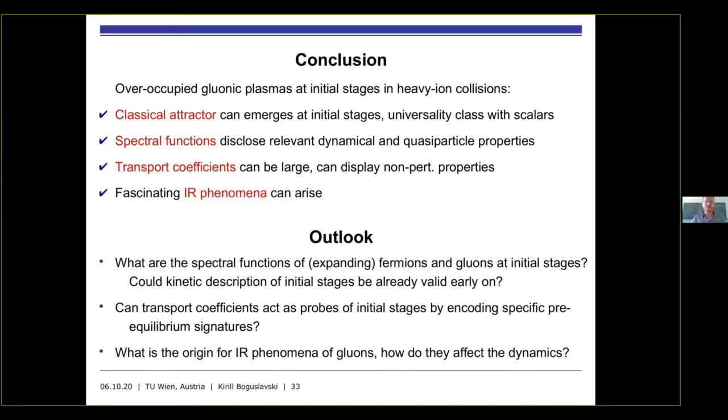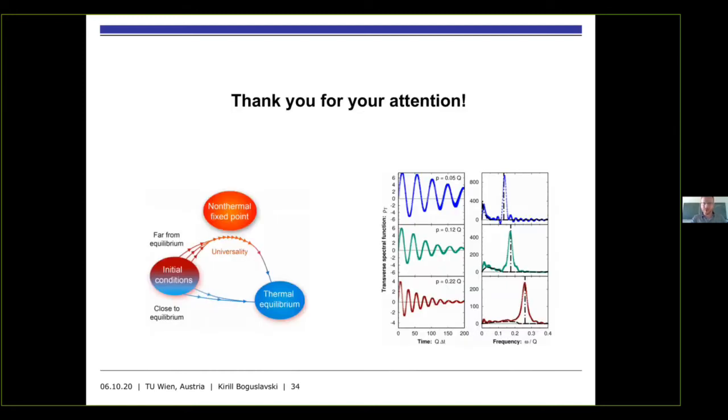So the questions now are: what are spectral functions for expanding fermions and gluons, especially at initial stages of the plasma? And could one really push the kinetic description to very early times? And can transport coefficients act as probes of initial stages by encoding specific pre-equilibrium signatures? And also the origin of the infrared phenomena is unknown, and it would be interesting to understand how it affects the dynamics. With that, I thank you for your attention.